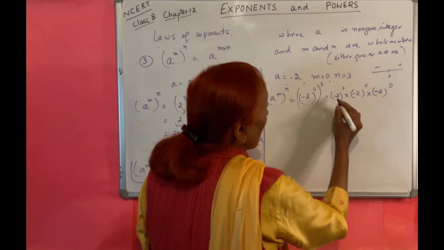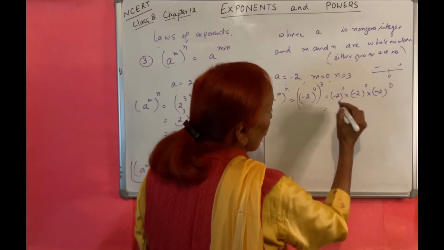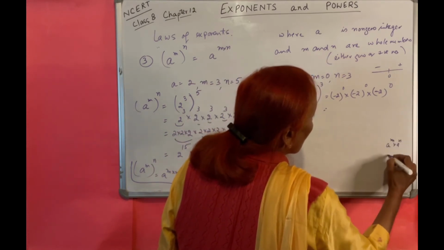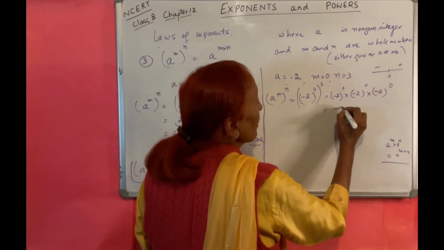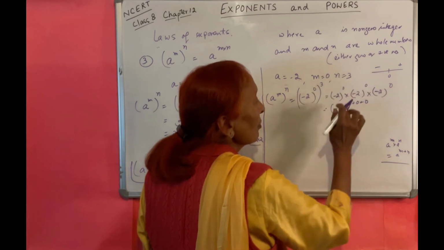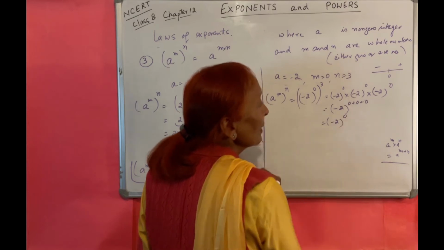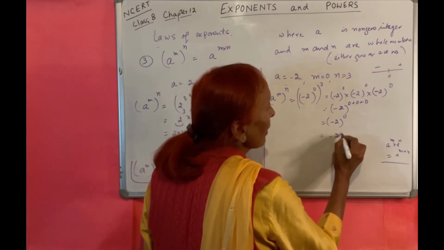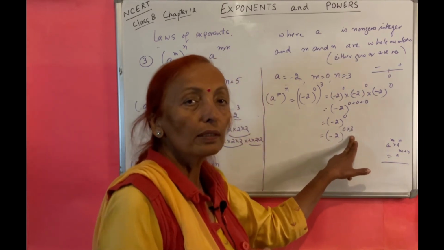But here we'll apply that first law. What is the first law? A raised to power m into A raised to power n is A raised to power m plus n. So this is minus 2 raised to power 0 plus 0 plus 0. Powers will be added because the base is the same. So this is minus 2 raised to power 0. I can write this 0 as 0 into 3. 0 multiplied by any number is 0 only.